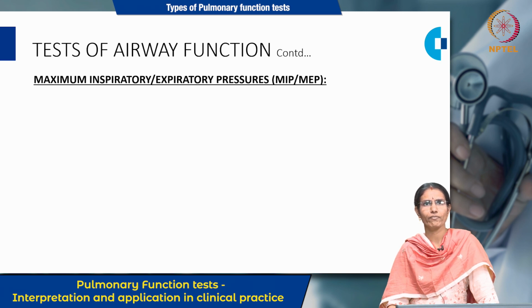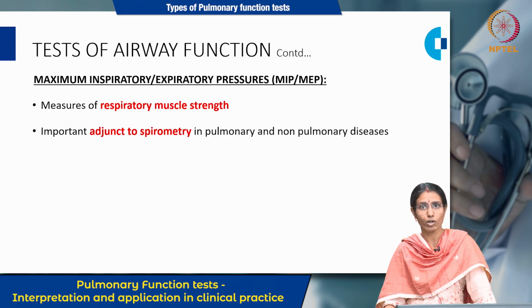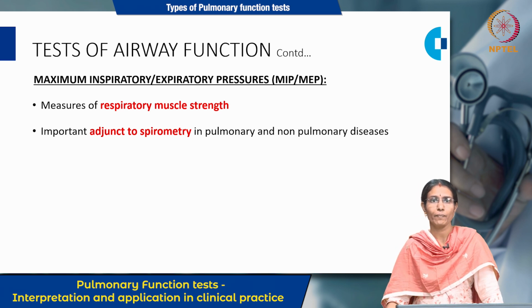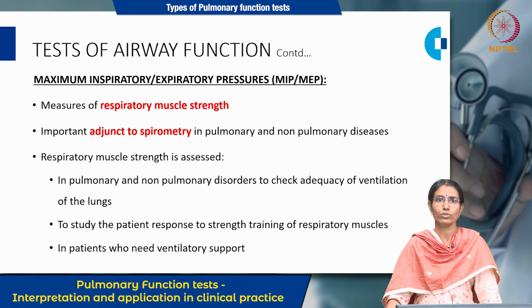Now, let us see about the other test of airway function: the test to measure the respiratory muscle strength, maximum inspiratory pressures and maximal expiratory pressures. What are these? All these pressures are to assess the respiratory muscle strength. Why do we have to assess the respiratory muscle strength? They are also adjuncts to spirometry, and in pulmonary as well as in non-pulmonary disorders, they are used to assess the respiratory muscle strength.